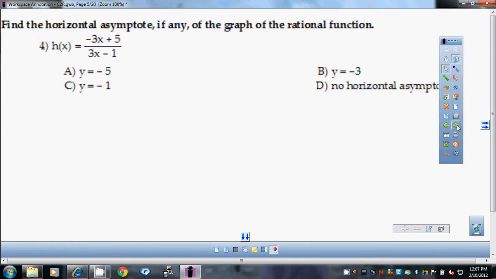Okay. Number 4, horizontal asymptote. Raise your hand and tell me what you think it is. Emily. Why C? That's very good. Same power, so you can take the leading coefficient, 3 over 3, negative 3 over 3, boom, negative 1. Good job.